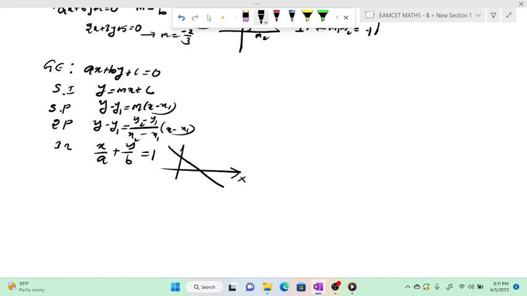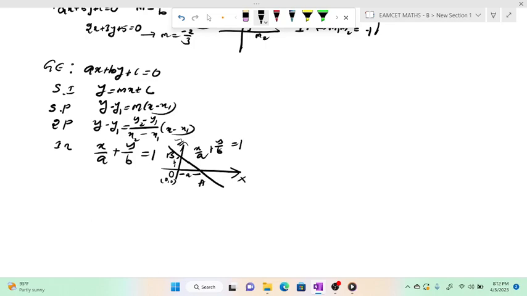Here this is the x-axis and this is the y-axis. The equation of this line is x by a plus y by b equals 1. Here the x-intercept is small a, meaning the distance from here to here is a, and the y-intercept is b, so the distance from here to here is b. This is the origin O of 0, 0. Here OA distance is a and OB distance is b.